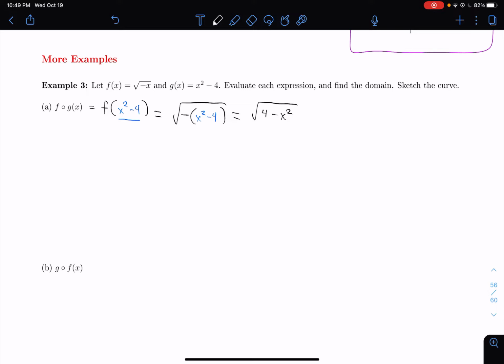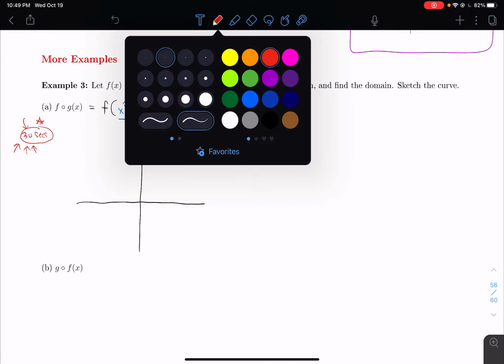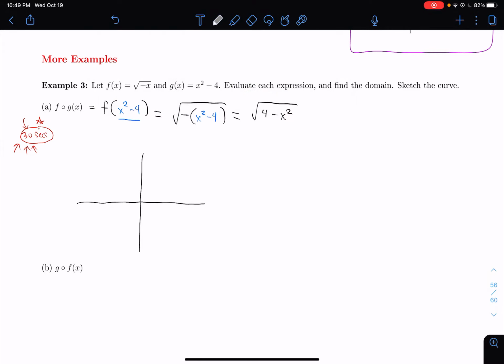Okay, so I need to think about domain as well as what this curve is going to look like. So I'm going to set up some axes. Eventually I'll need to sketch this. So pause the video for about 30 seconds. See if you can identify which of our common graphs this looks like. All right, so hopefully you paused it and tried that for about 30 seconds.